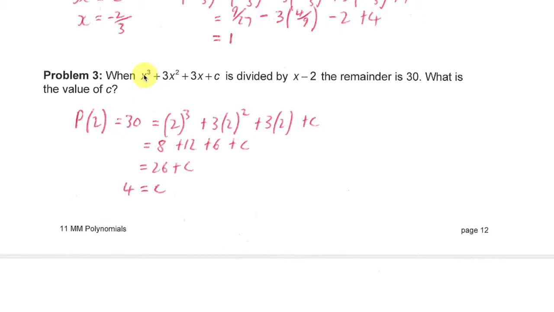Another application. I've got this cubic with an unknown constant c at the end. I know when I divide it by the linear factor x minus 2, the remainder will be 30. What is c? So p of 2, substituting 2 into that cubic, produces 30, and that will equal 2 cubed plus 3 lots of 2 squared plus 3 lots of 2 plus the unknown constant c. Working through the algebra, you can see that we end up with c equaling 4.